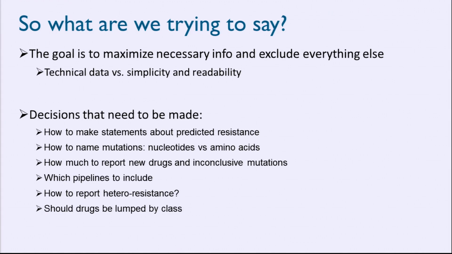So decisions that end up needing to be made are going to include things like how we make a statement, what we name that statement that we're making, how much to report on these genes or drugs of interest versus everything that we get out of whole genome sequencing. All of that is going to be informed by which analytic pipeline we use. To what extent do we report heteroresistance? Because the reality is that that's hard to find, hard to be specific about, and doesn't necessarily have a clear implication. And then to what extent should we be lumping drugs by class?